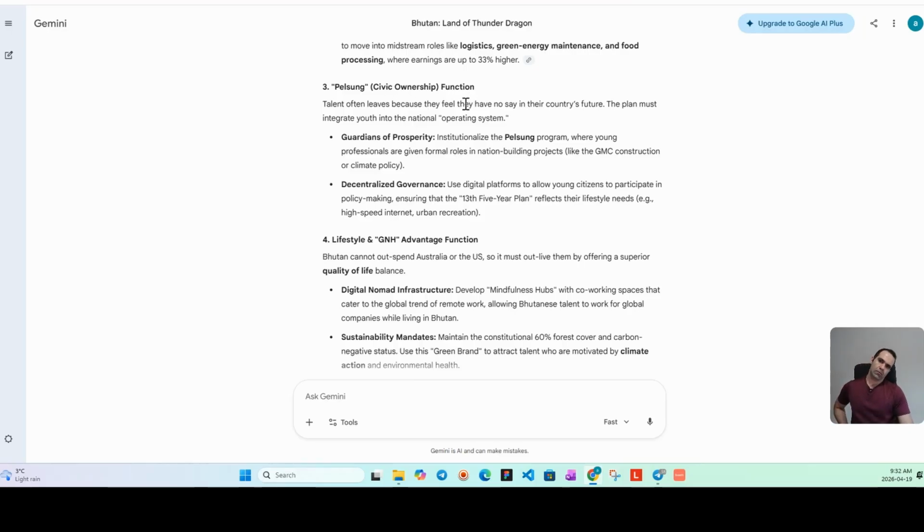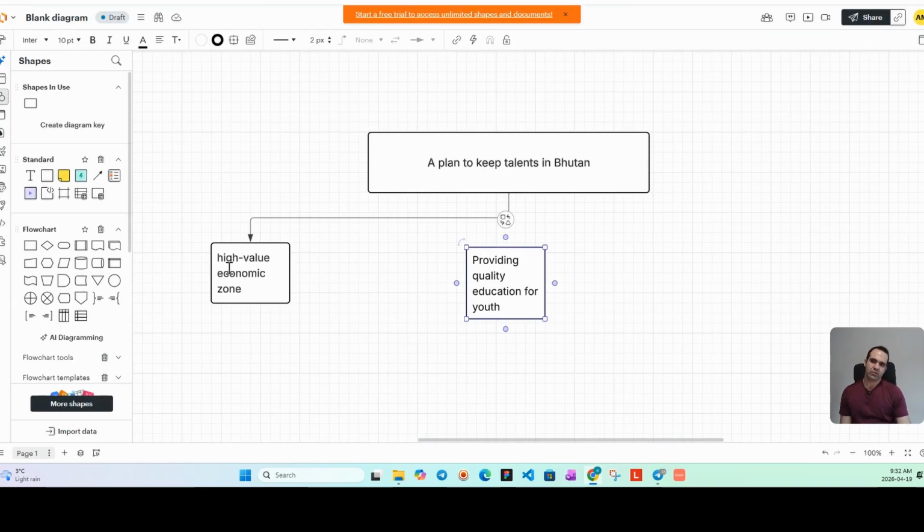So, talent often leaves because they feel they have no say in their country's future. The plan must integrate youth into the national operating system. I think if we provide a good economy and also education, then we can actually have that one. But we can add something else related to that one.